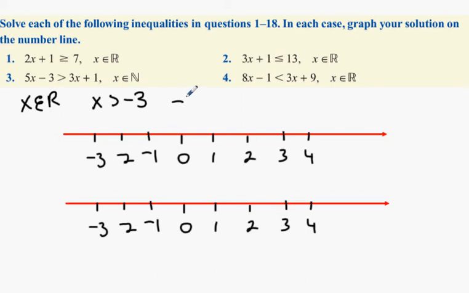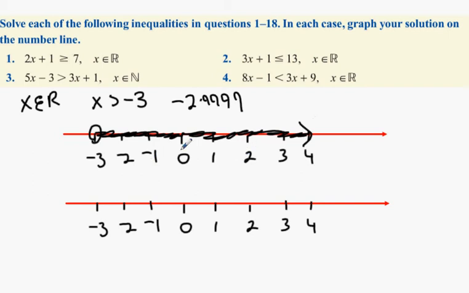This means that 2.99999 is allowed. You draw a hollow circle. The hollow circle means the -3 isn't included, but everything else after that is. So you just shade it in, and then you draw your arrow like that.